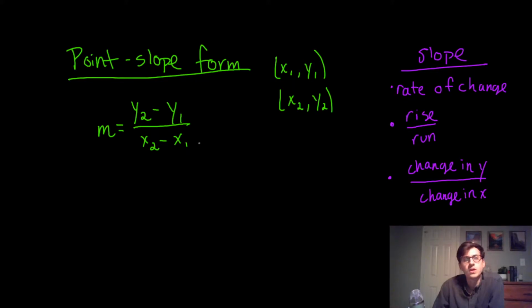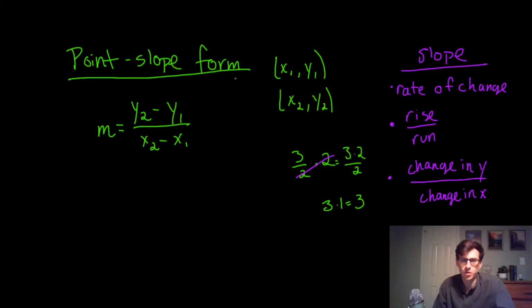Now, point slope form takes this one step further and actually gives us the equation of a line through, well, it comes from this equation. So I don't know how many of you know this, but if you have a fraction like 3/2 and you multiply it by its denominator, 2, then what happens is I get 3 times 2 divided by 2, and 2 divided by 2 is 1, so 3 times 1 is 3. A lot of people would say the 2's cancel out. Okay, well, that's not that important, really.